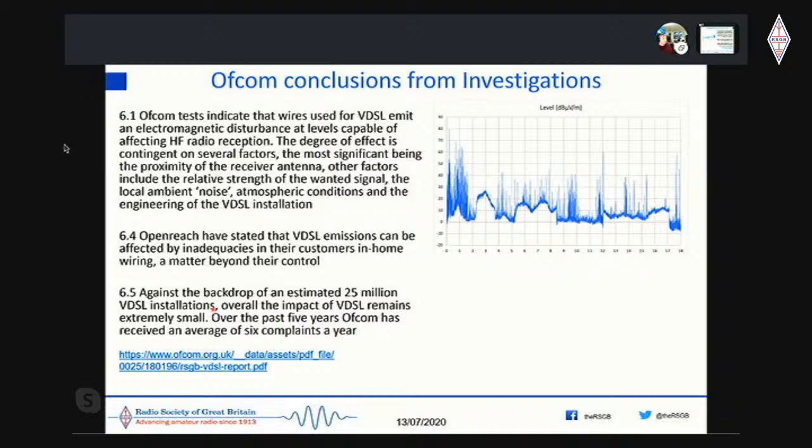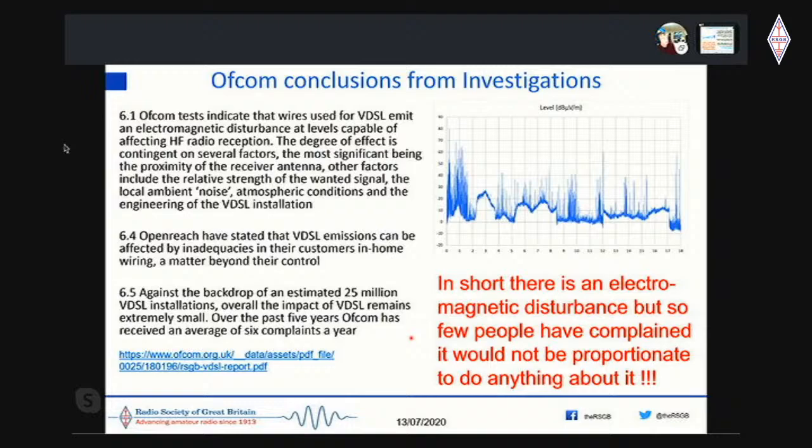So the fact that we had only seen complaints from 30 amateurs over a five-year period meant they didn't need to do anything about it. So in short, after all this work, they agreed with us there was an electromagnetic disturbance, but so few people complained that they weren't going to do anything about it.